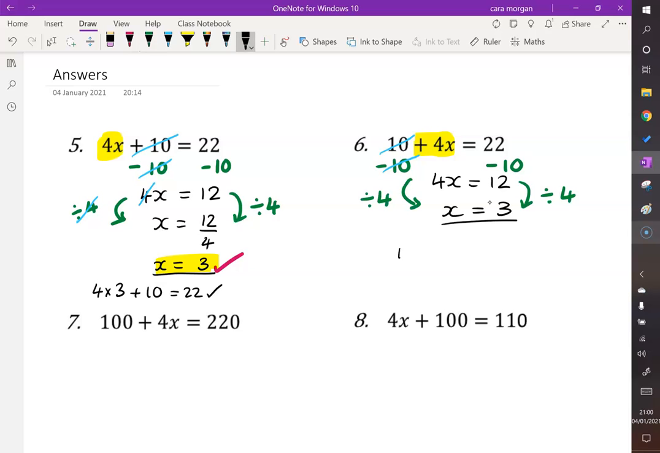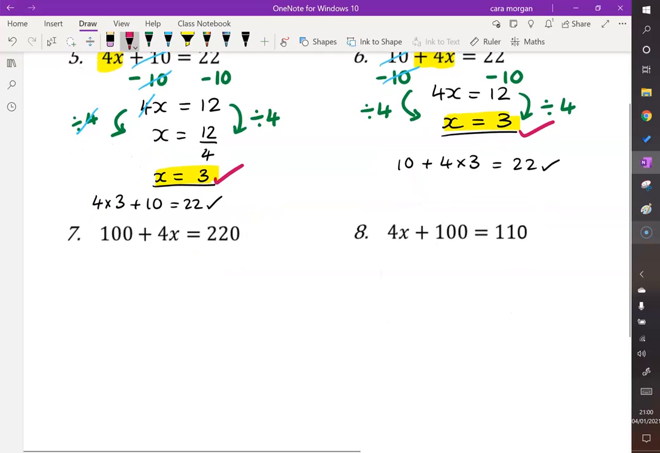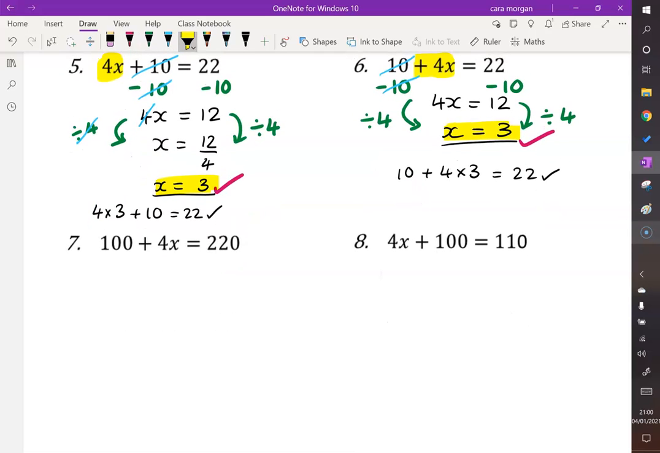I'm going to check 10 add 4 lots of 3. Yes, I always have to multiply before I add, and I do get 22. So my answer was spot on correct. Have you made any mistakes yet, or have you got them all correct as well?